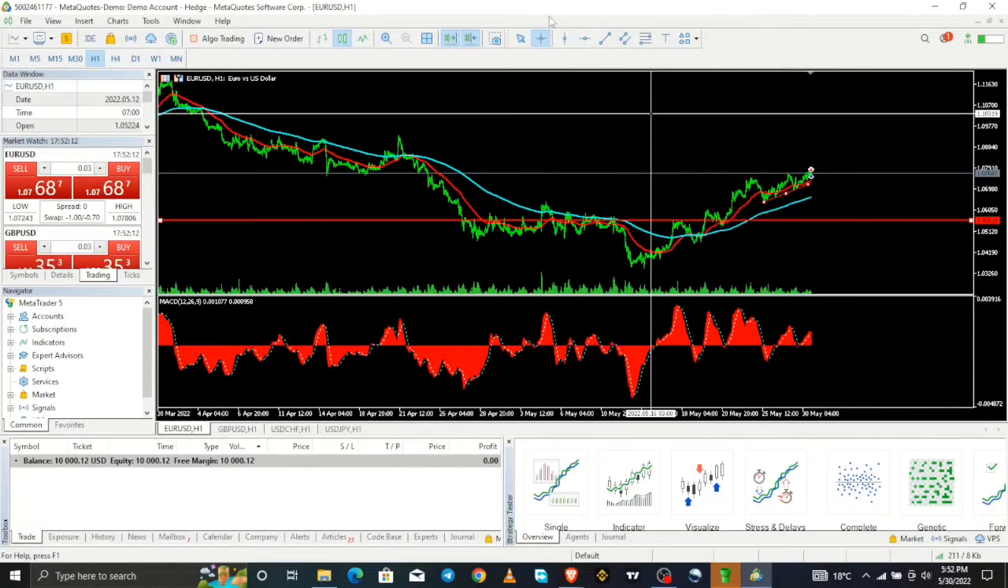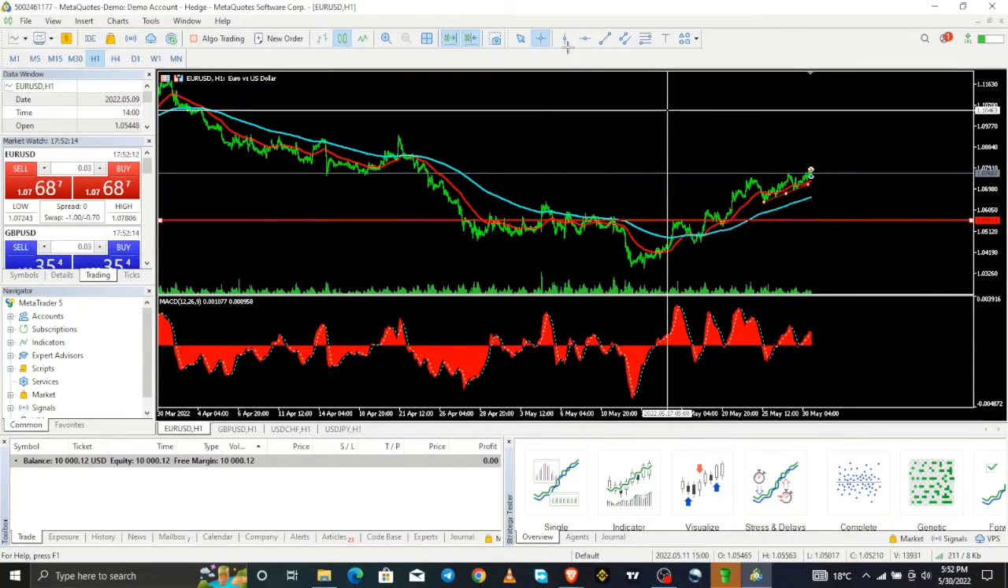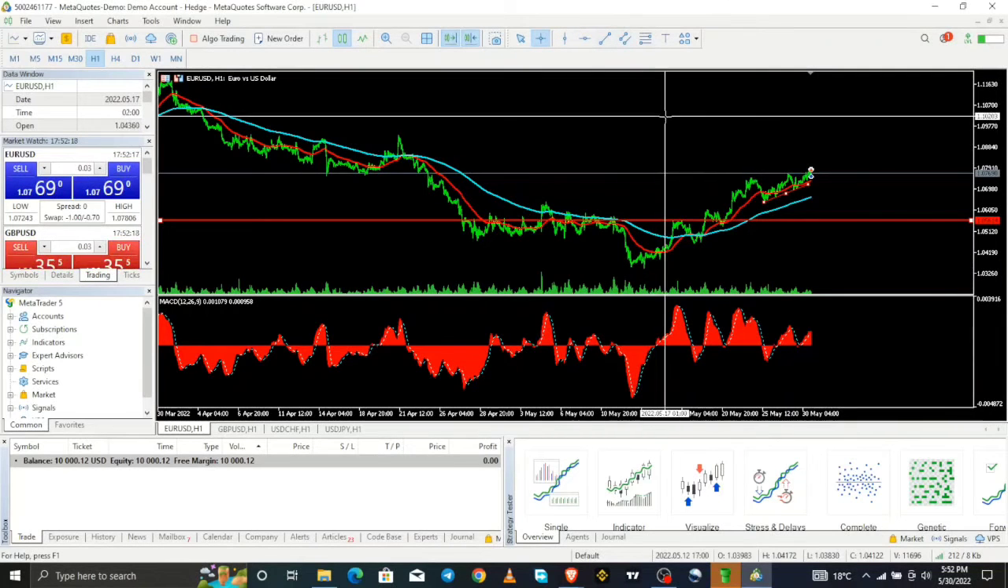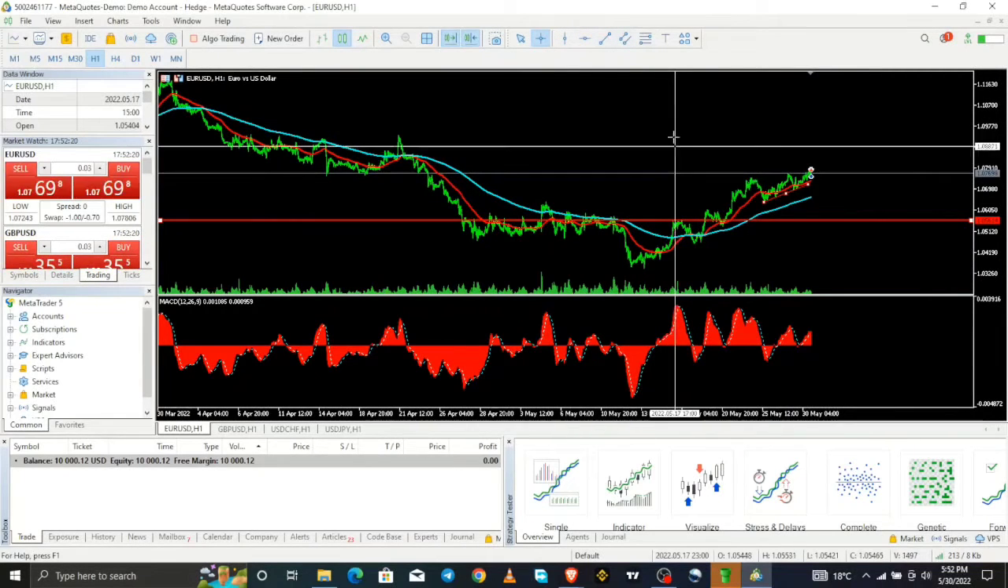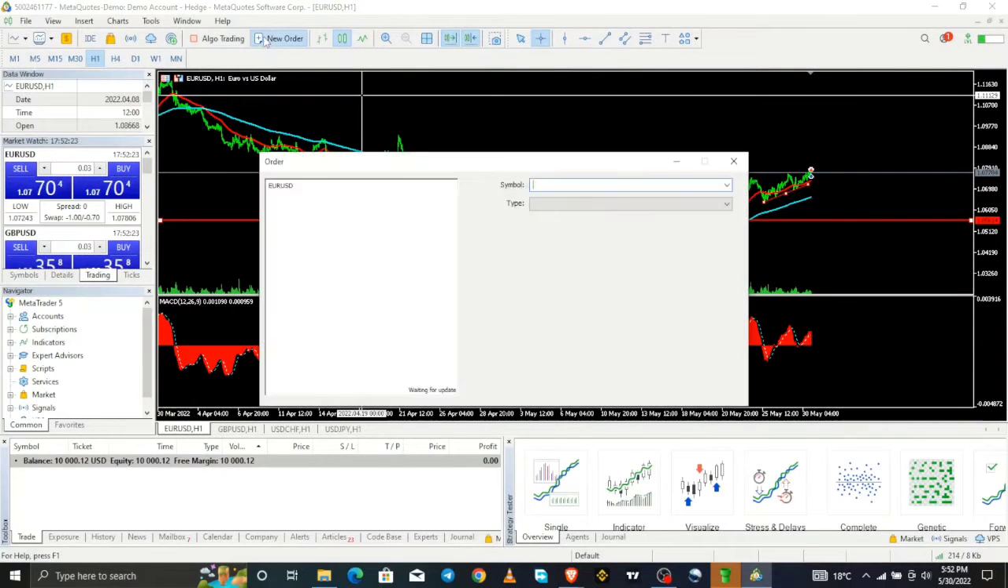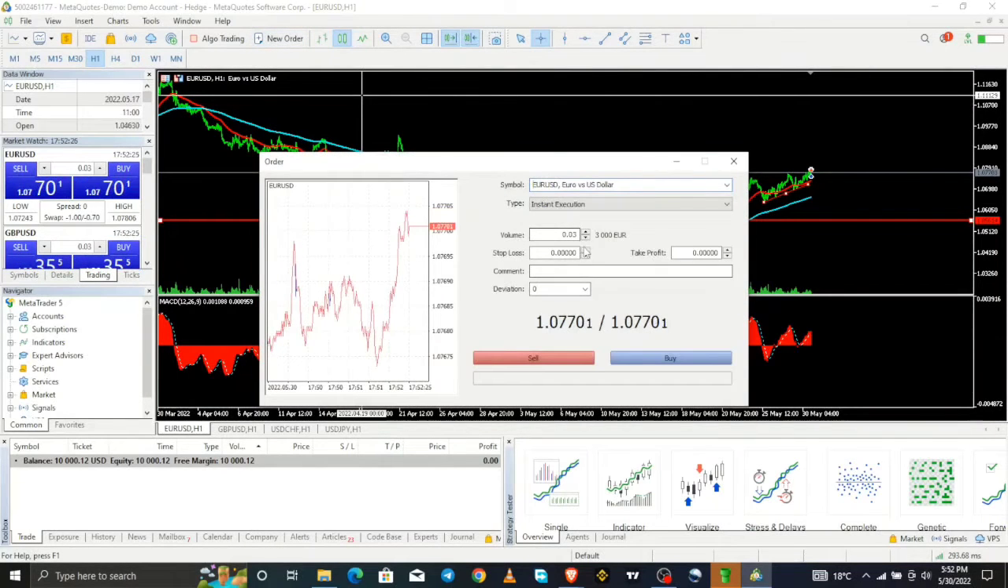Yeah, that is the price for the Euro USD at the moment. It is 1.07690 and it's going up at the moment. Let's take a new order, the Euro USD 1 hour. Reduce my lot size to 0.02, and I like to use the euro.